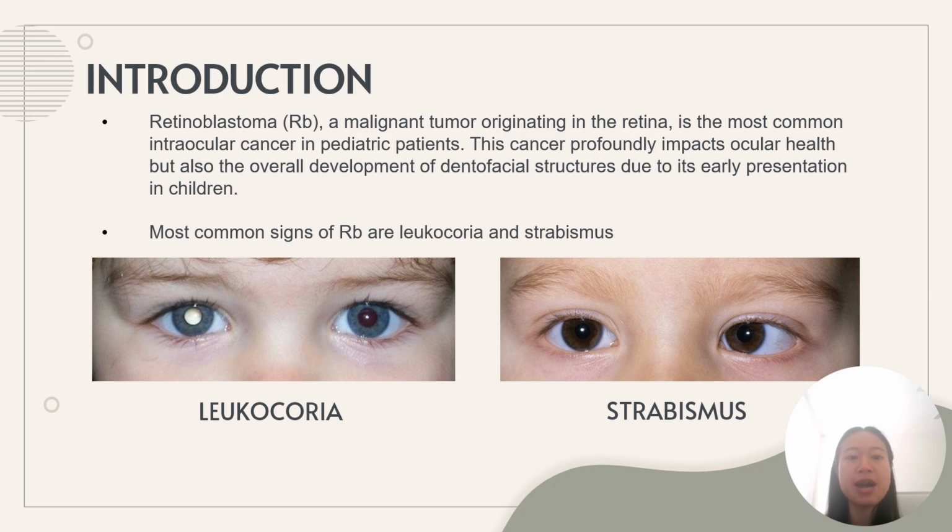This cancer can impact ocular health, but also the overall development of dental facial structures due to its early presentation in children. Leukocoria and strabismus are the most common signs of retinoblastoma. As you can see in this picture, leukocoria means white pupil. The second most common early sign is strabismus, which is hypertropia in crossed eyes.